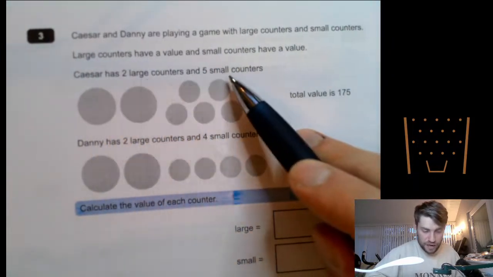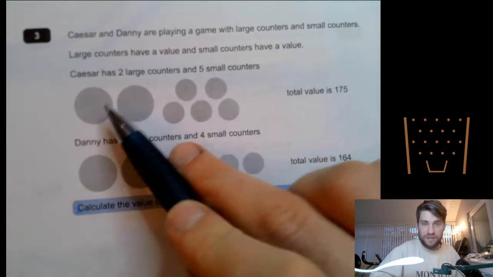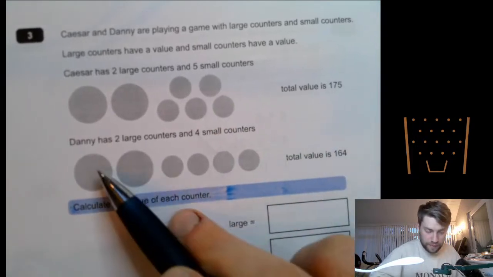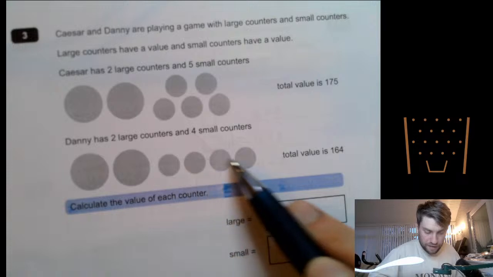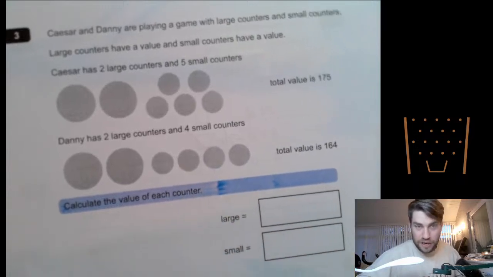Cesar has 2 large counters and 5 small counters. 2 large, 5 small. So I assume they have the same value. Total value is 175, okay? Danny has 2 large counters and 4 small counters. The total value is this. Calculate the value of each counter.